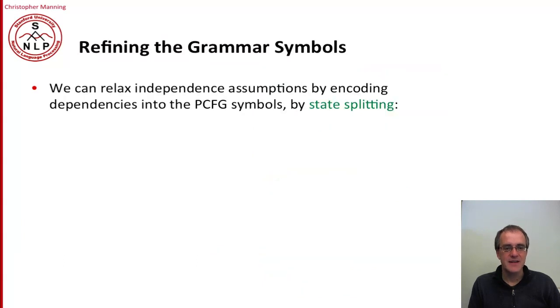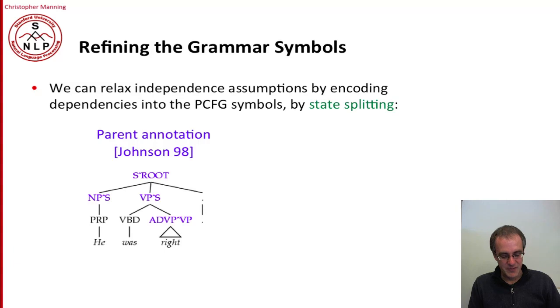So we can relax the independence assumptions of a PCFG by encoding more information into the non-terminal symbols, a process that's often referred to as state splitting. So one of the first proposals for state splitting, and showing how successful it was, Mark Johnson noticed that you could improve a probabilistic context-free grammar quite a lot by encoding as part of each non-terminal also what was the parent category. And remember, you also saw this idea in the conditioning of the Charniak parser in a preceding segment.